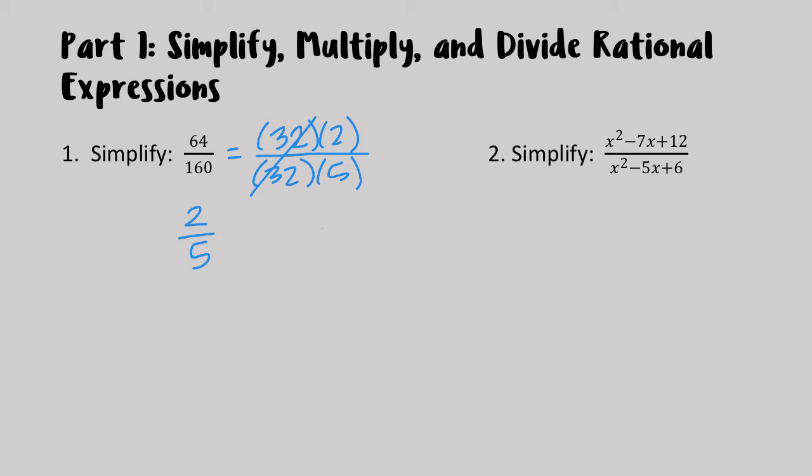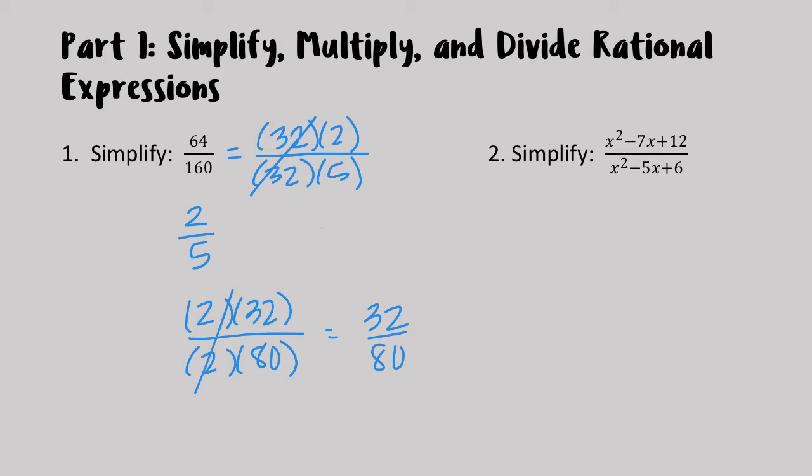Maybe I didn't recognize that 32 was a factor of both of those numbers, and maybe instead I knew that they were both divisible by 2, for example. So I could have done 2 times 32, and then I know that 2 times 80 is 160. 2 divided by 2 is just 1. And I would have gotten 32 over 80, and then continued to keep simplifying until I finally got 2 over 5. So I could have done it differently, but we're just reviewing how to simplify a fraction.